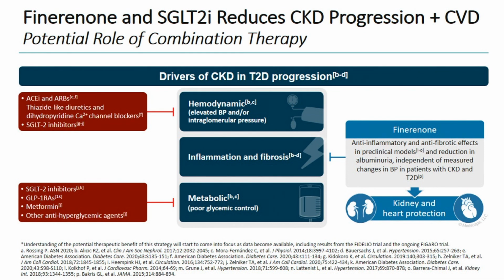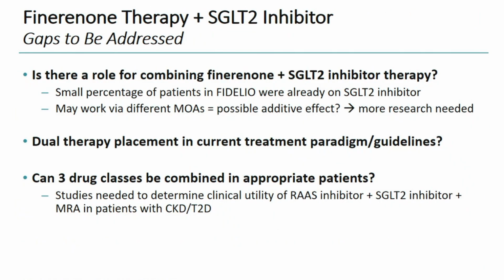I am going to stop in the next one minute. We have ACE inhibitors and ARBs, which act on the efferent side of the glomerulus, with a hemodynamic effect. We have SGLT2 inhibitors, which act on the afferent side, with hemodynamic as well as a number of other benefits. And we have finerenone, which has anti-inflammatory, anti-fibrotic effects in preclinical models and has been found to reduce albuminuria independent of changes in BP in patients with type 2 diabetes and CKD. So all three pathways are blocked if we are using a combination of drugs.